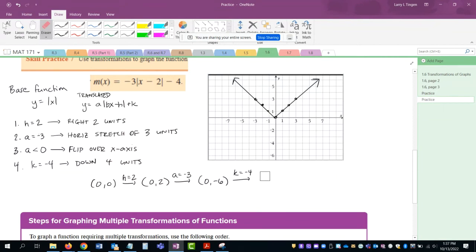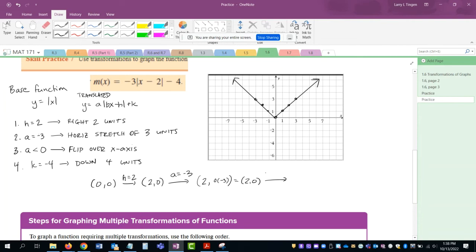All right. So let's try that again. H is on the inside. It is manipulating X. So with H as 2, I go from 0, 0 to 2, 0. That's that shift right 2 units. Now, get it right. A is -3. It doesn't impact this one because that multiplies by the Y, but the Y is 0. So that stays where it is for now.